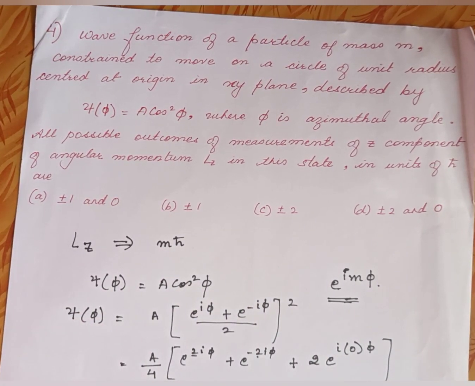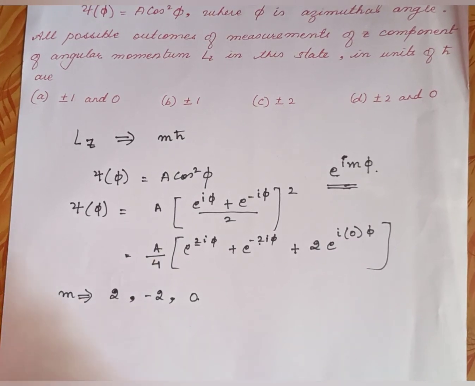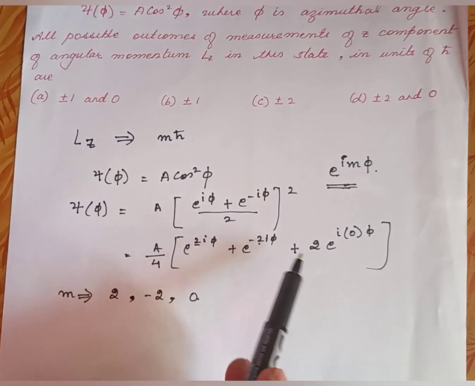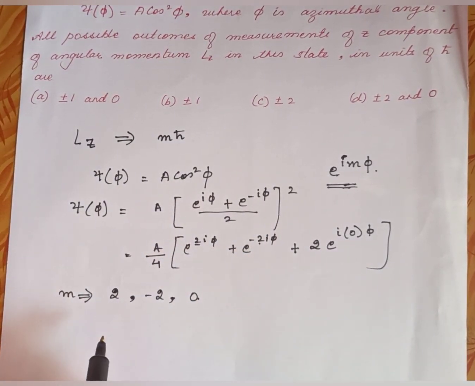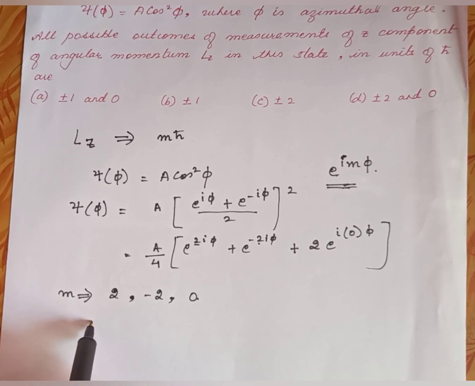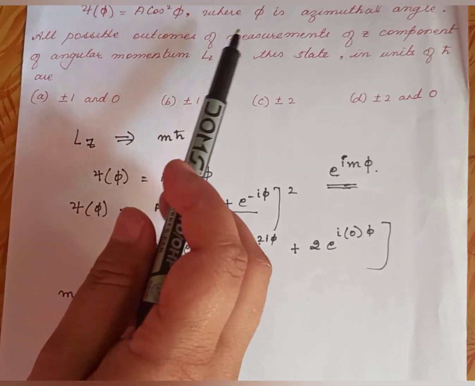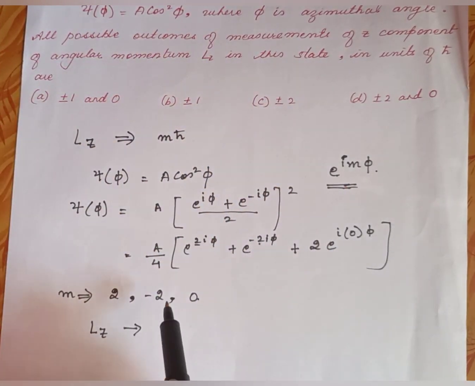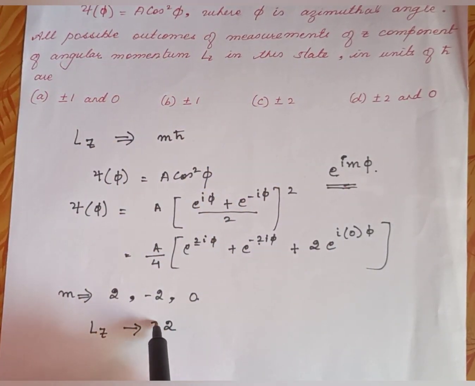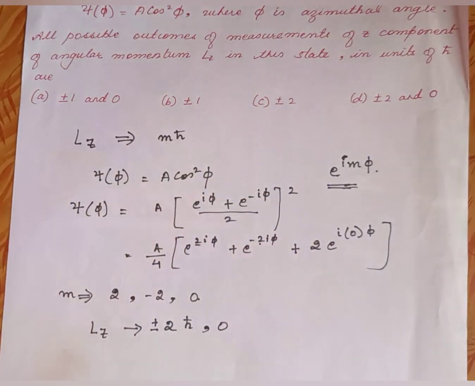So that means it's 2, minus 2 and 0. So that means my eigenvalues of Lz, or the possible outcomes of the measurements of the z component, Lz, are plus or minus twice h cut and 0. So hence the correct option is D.